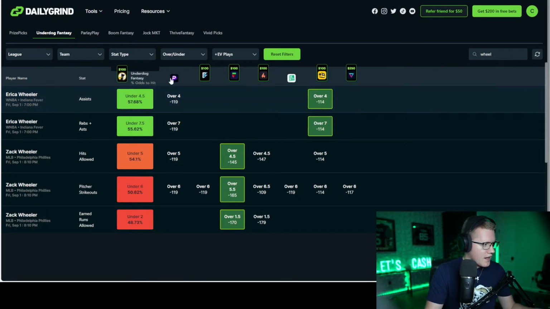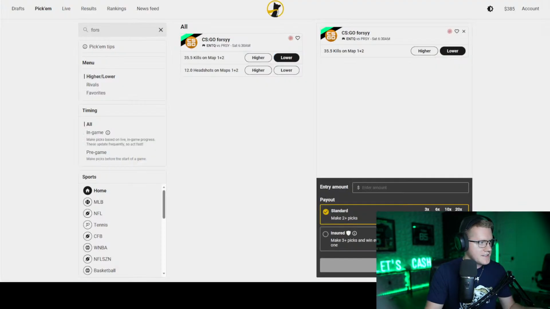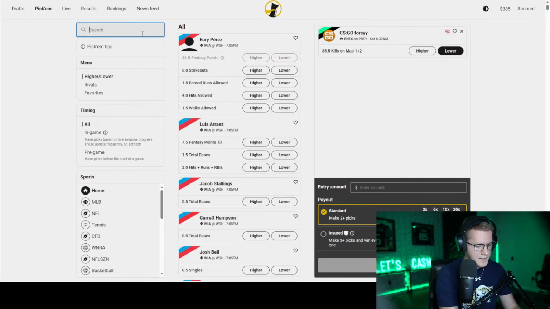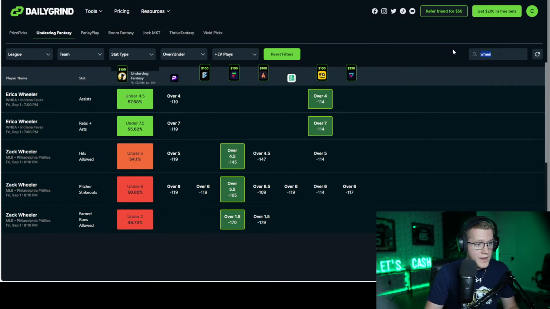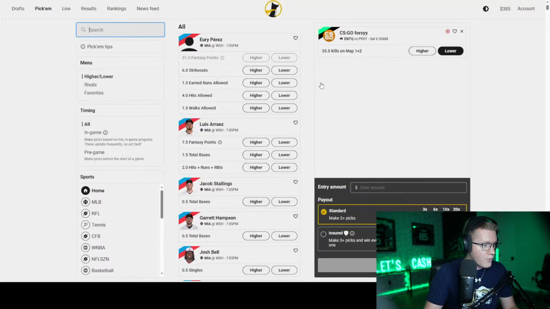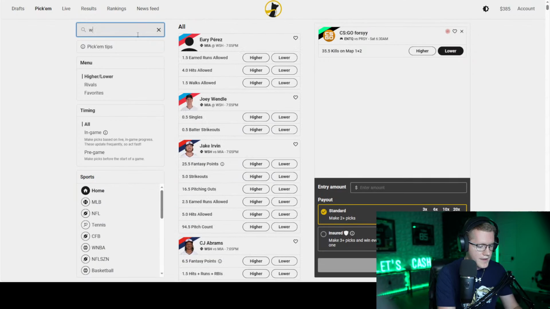Erica Wheeler, and hit the under on assists. See? It's literally that easy. You just have to think through it logically. And we already have Forzy up here, so let's leave Forzy up here. Oh no, look, removed. See? That's how that works. That was the sharp play. Wheeler under 4.5 assists was the sharper play.